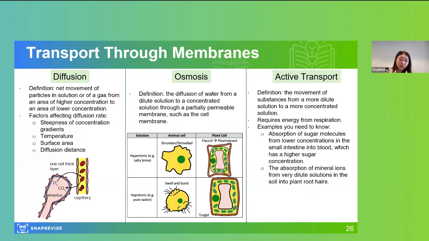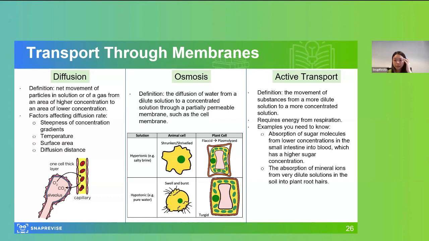There's diffusion, osmosis, and active transport. Diffusion: you need to know all the definitions by heart. So diffusion, defining it, is the net movement of particles in solution or a gas form from an area of a high concentration to an area of a lower concentration. So from high to low, essentially.